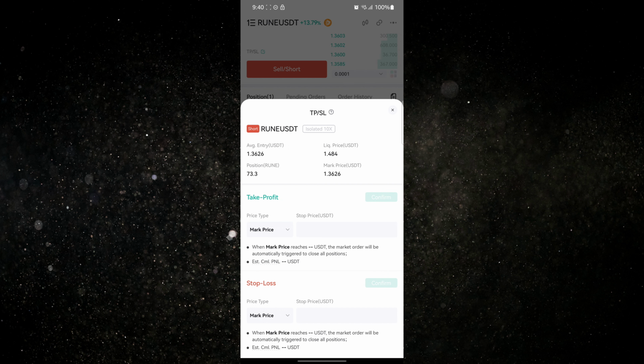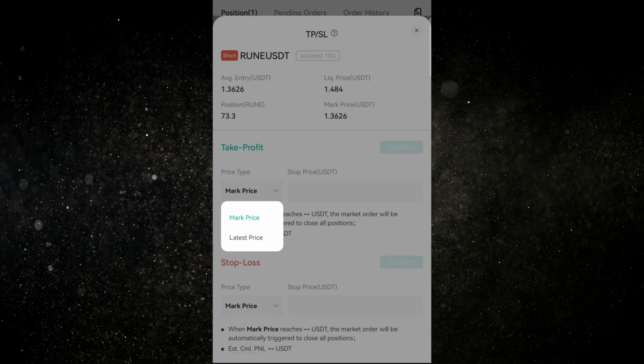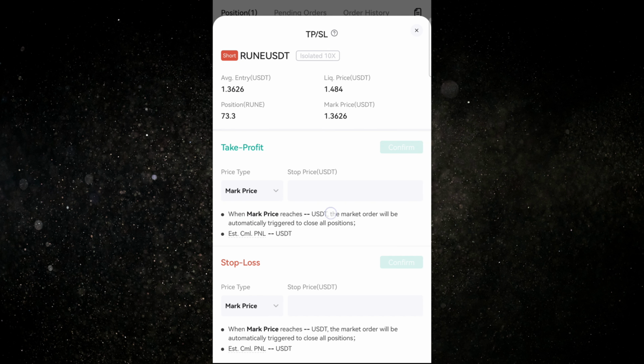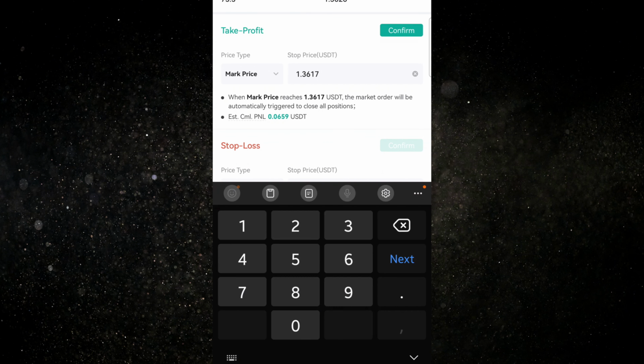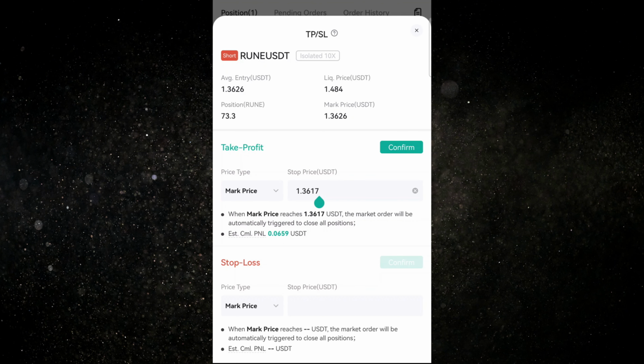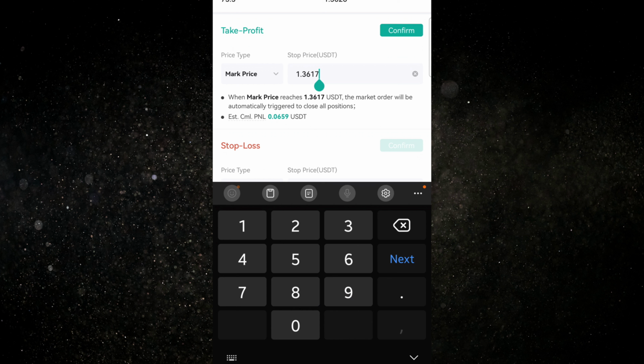So I'll click on this. Then on this TP, you notice we have different types of price type. So you can actually use mark price, or you can use latest price, depending on what you want. All right, so I'll just do this as mark price. Then you can enter the amount. You can enter the stop. You can enter your take profits right here. Well, at what percentage do you want to take your profit? Currently, the mark price is the current price of the asset, and I'm going to do this.